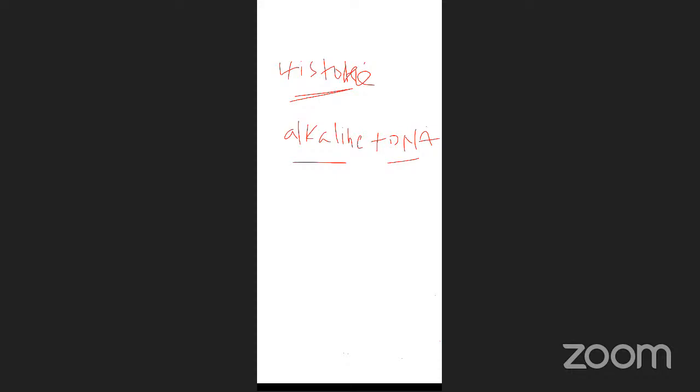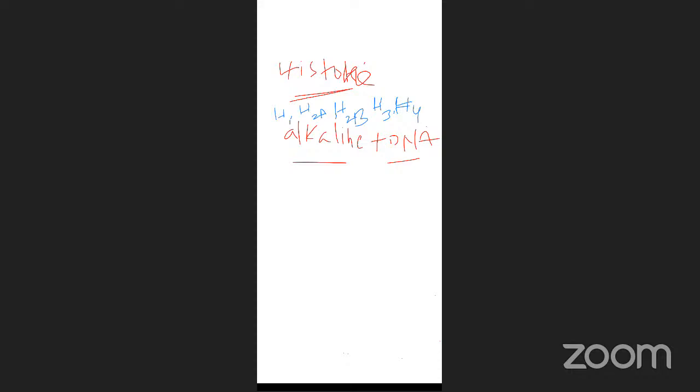The histone proteins in eukaryotes are of 5 different types, such as H1. If possible, write down one by one: H1, H2A, H2B, H3, H4. So these are the 5 types: H1, H2A, H2B, H3, H4.